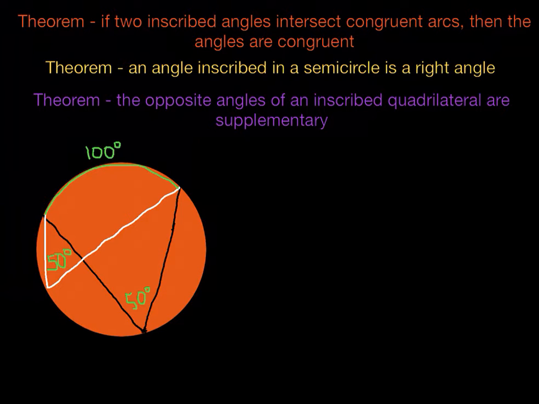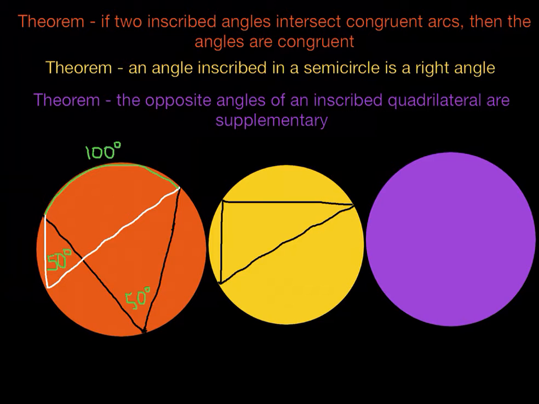Now, it doesn't just have to be the same arc. It could be any arcs that are congruent. So if one was 100 and a completely different arc was 100 degrees, then both angles would be congruent. They'd both be 50. So that's the first theorem.